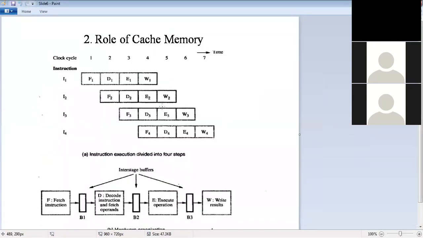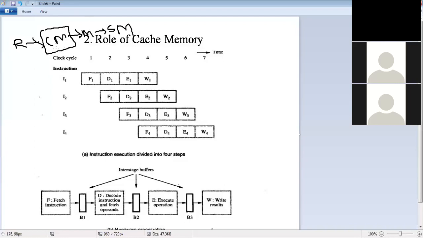So let us discuss the role of cache memory here. The problem is that we know that if the instruction is very close to the processor, it requires only one single clock cycle. So there is a memory hierarchical structure. First there is a register, then there is a cache memory, then there is a main memory, and then there is a secondary memory. So if the requested data is available in the cache memory itself, because a register may not hold a large number of instructions.